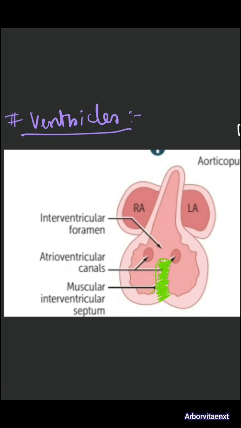So now let's see what happens in the ventricles. So in ventricles, a muscular interventricular septum develops. So this is the interventricular septum that you can see here, and the foramen that is there is known as the interventricular foramen. You can see these are the atrioventricular canals through which the atria are connected with the ventricles.